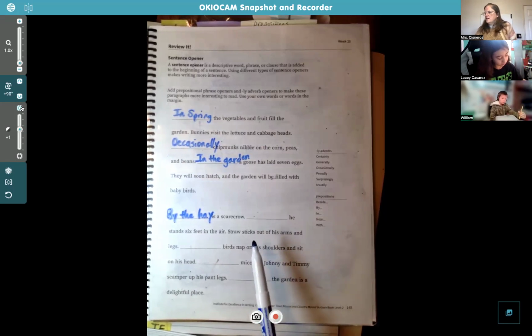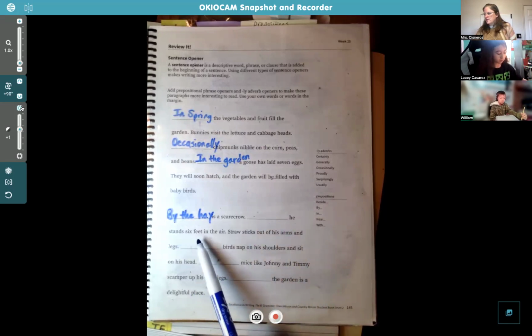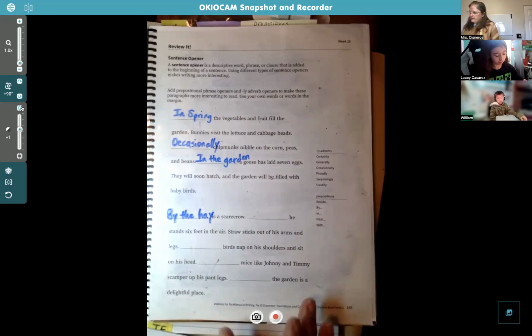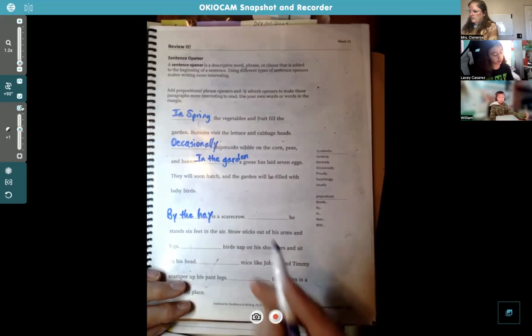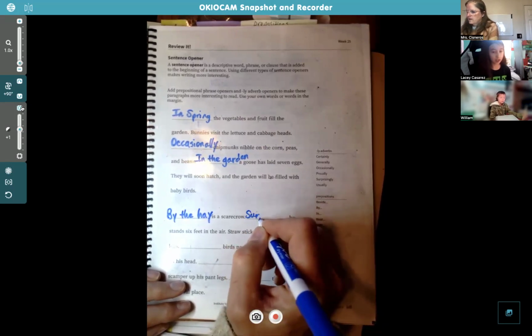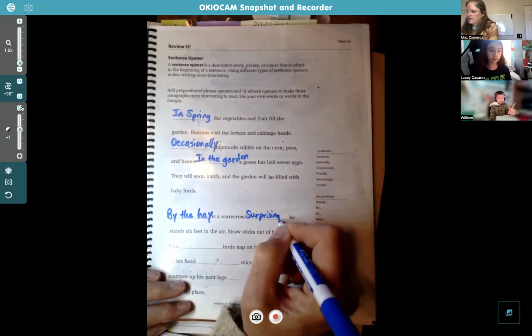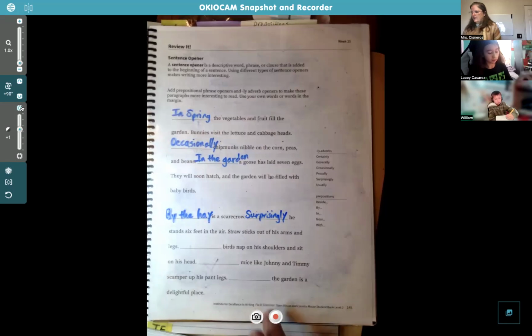And then Lacey, an ly word here, something-ly, he stands 6 feet in the air. Surprisingly, he stands 6 feet in the air. I like it. Surprisingly good. Surprisingly, he stands 6 feet in the air. Straw sticks out of his arms and legs.